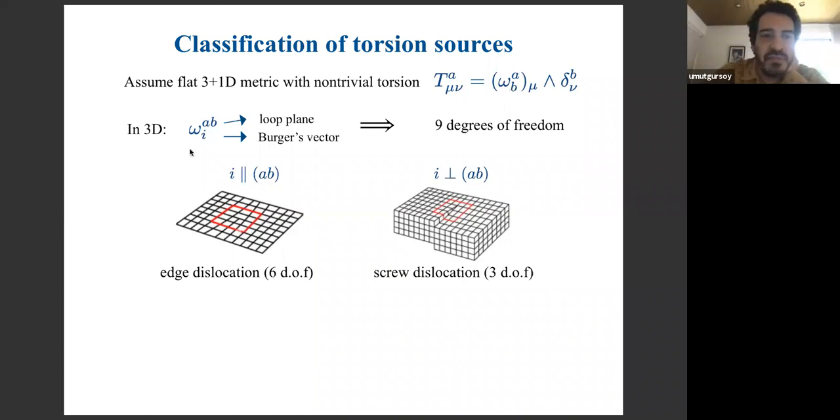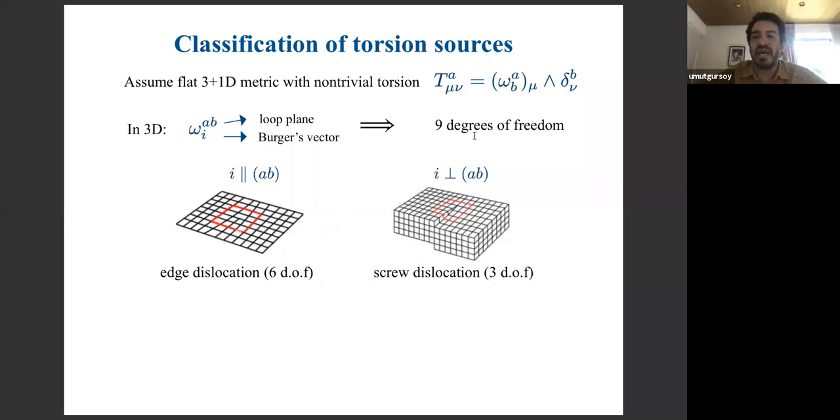So in 3 dimensions, what we are talking about is a spin connection with these indices AB of the tangent space and a space index I that is running from 1 to 3. And so this AB essentially is defining the loop, the plane of the loop that we are trying to close. And this index I is denoting the direction of the Burgers vector in this case. So this is a 6. So this is a 3 degrees of freedom. This is an antisymmetric 2 tensor in 3 dimensions, and this is a vector.